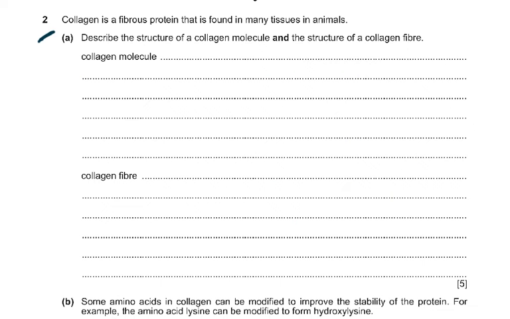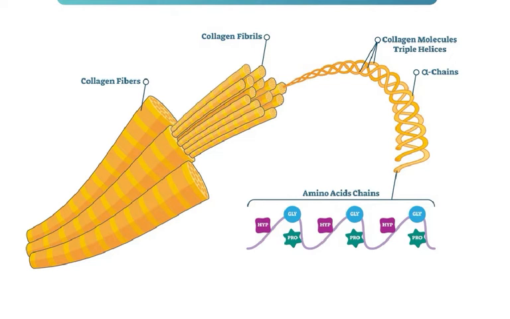Question number 2. Collagen is a fibrous protein that is found in many tissues in animals. Describe the structure of a collagen molecule and the structure of a collagen fiber. Now I need to show you some diagrams before we go on to this question. Now here's a diagram showing you collagen.